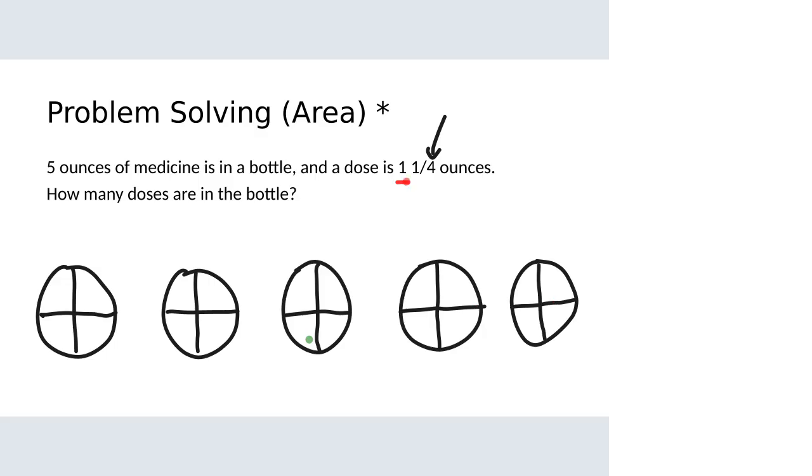So let's see, a dose is 1 1/4. My first dose is going to be a whole ounce plus a fourth more. My second dose will be a whole ounce plus another fourth. My third will be a whole ounce plus another fourth. And then my fourth dose will be a whole ounce plus another fourth. And we end up with 4 doses in the bottle. And we effectively just did 5 divided by 1 1/4 without understanding mixed numbers or how to divide fractions. Let me know if you have any questions on that.